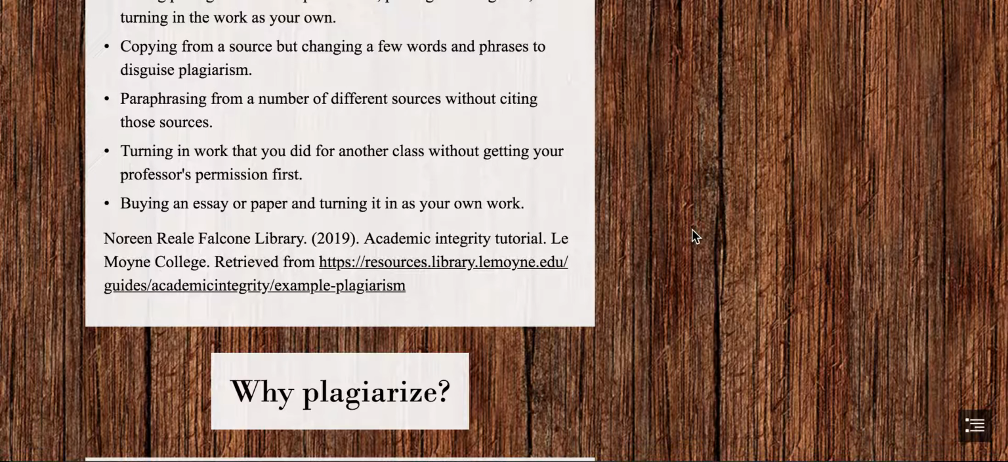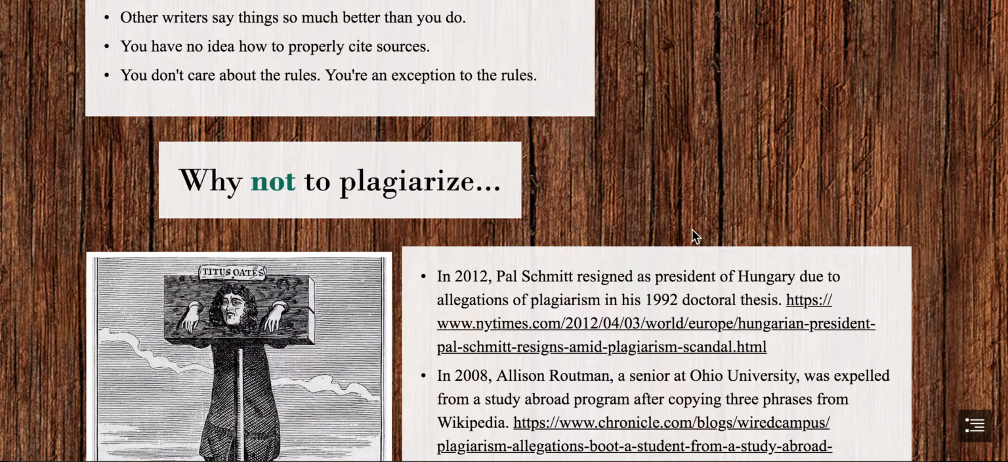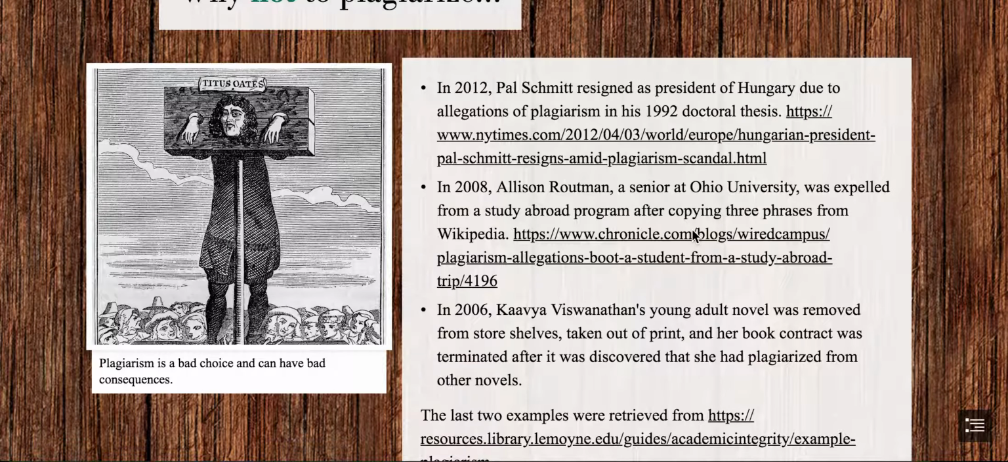And so, well, let's just look at reasons to plagiarize. You waited until the last minute to complete an assignment and don't have time to do it correctly. That's a reason that comes up very often. Other writers say things so much better than you do. You have no idea how to properly cite sources, or you don't care about the rules. You're an exception to the rules. So those are the main reasons why people plagiarize. But let's look at why you shouldn't plagiarize. And these are just a few examples.